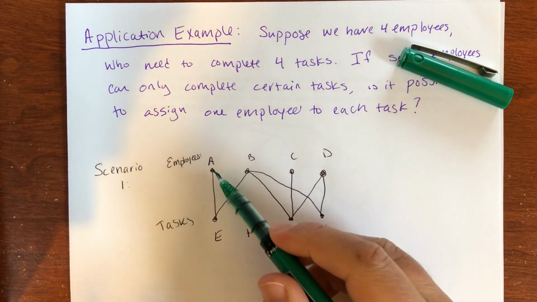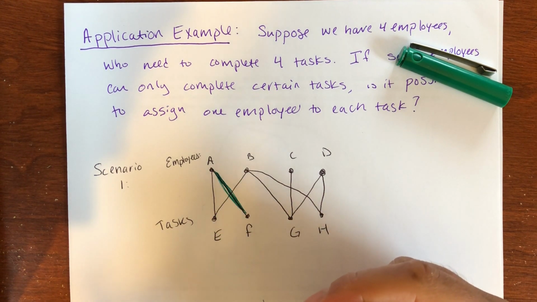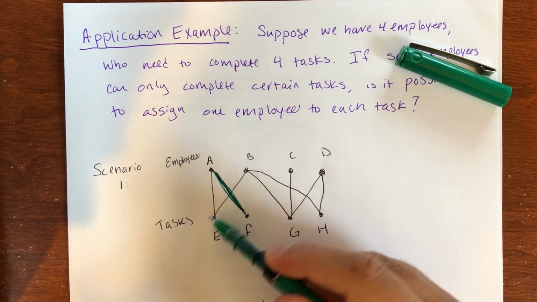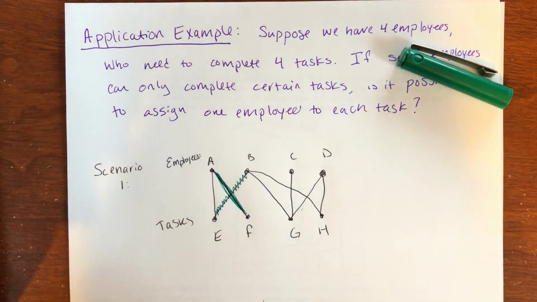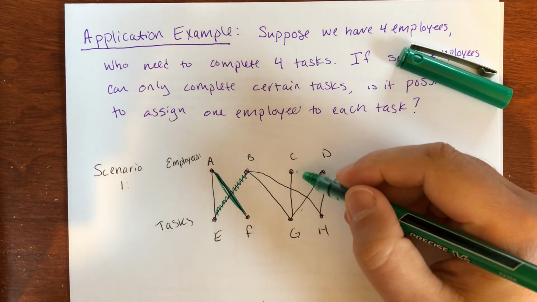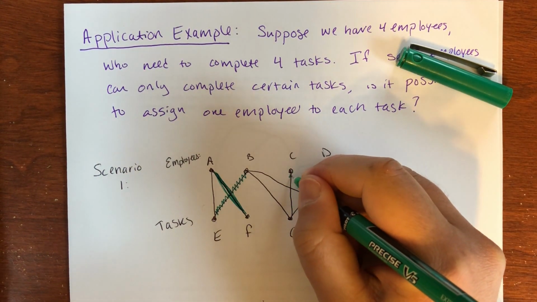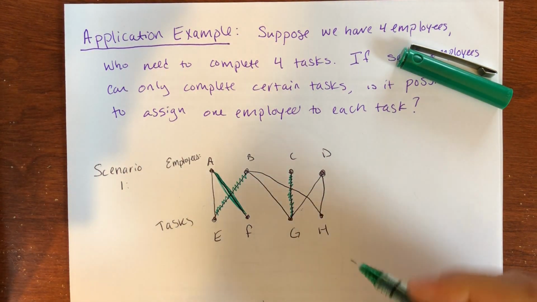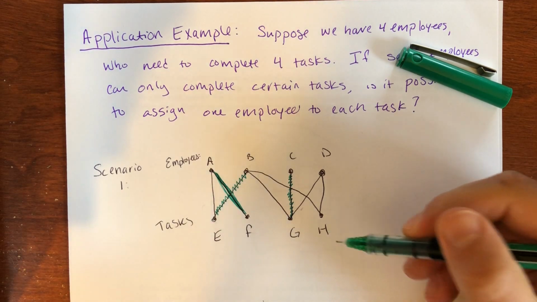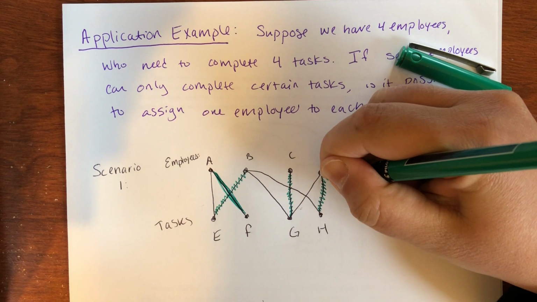All right, now employee A has already done their task. They're not going to be able to do anything else, so they won't be able to complete task E, for example. But that's okay, because employee B also knows how to do task E. So let's assign task E to employee B. All right, other issues here, employee C only knows how to do one single task, and that's task G, so we're gonna have to assign task G to employee C. And finally, we have 1 task and 1 employee left, and luckily, employee D knows how to do task H, so they'll get assigned here.